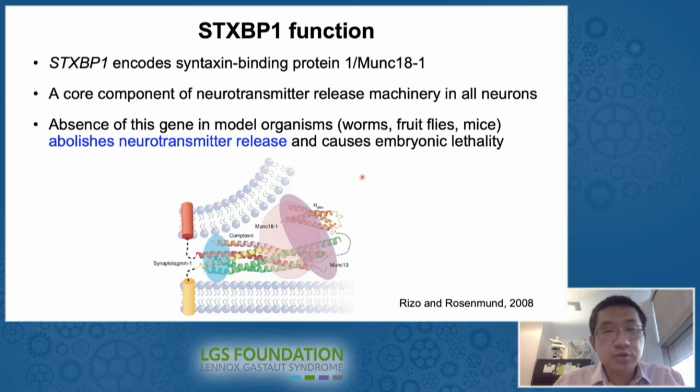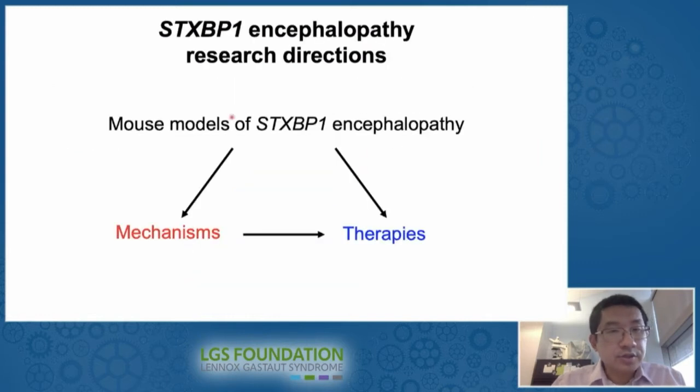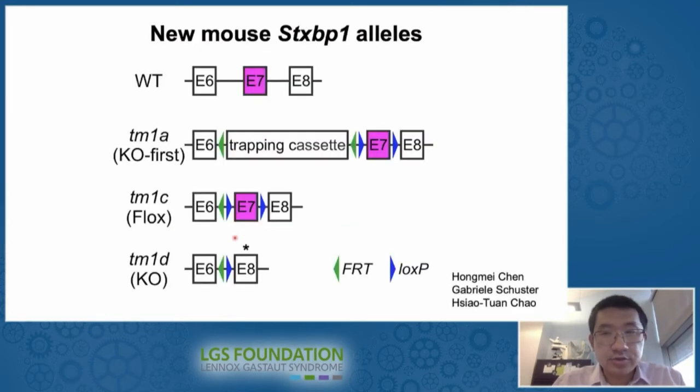So our approach to this problem has been that we wanted to establish mouse models of this disease, and then we use these animal models to understand the mechanism and also develop therapies. For today's talk, I will be more focused on the mechanism. For that, we actually established 3 different mouse lines. They are the following.